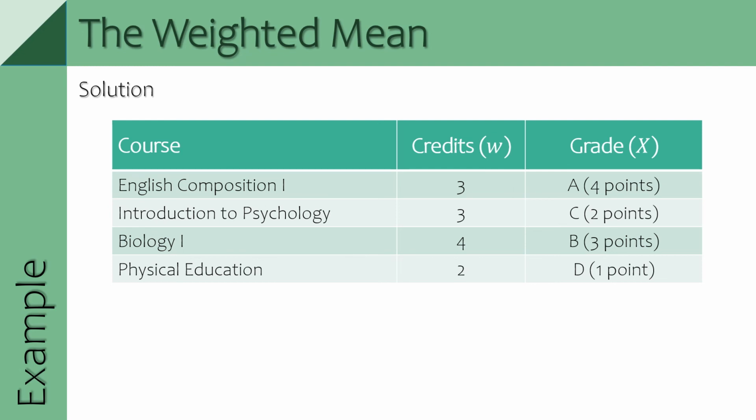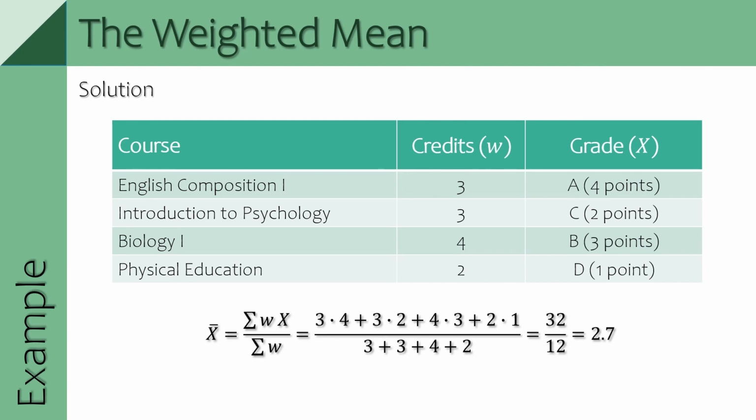So the credits are the weights, which are 3, 3, 4, and 2 respectively. And then for the grade, which is the x, we have A 4 points, C 2 points, B 3 points, and then D 1 point. Okay, so let's get the mean. We have the summation of xw over the summation of w.